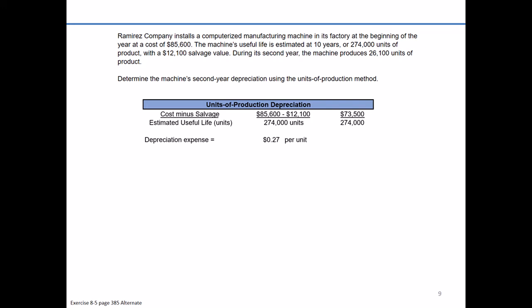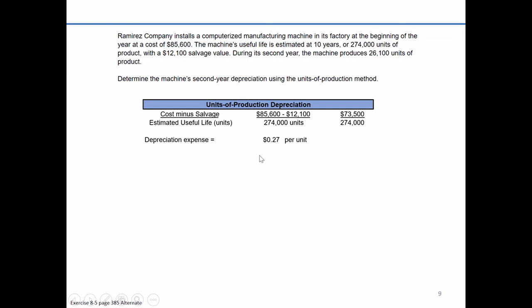So in straight line, we recorded a total depreciation expense. Again, key there is total depreciation expense per year, the same. Every year was the same. This one, it's not the total depreciation expense that's going to stay the same. Instead, we're going to record an equal amount of depreciation expense per unit each year of that asset's useful life. Again, per unit is the key here.